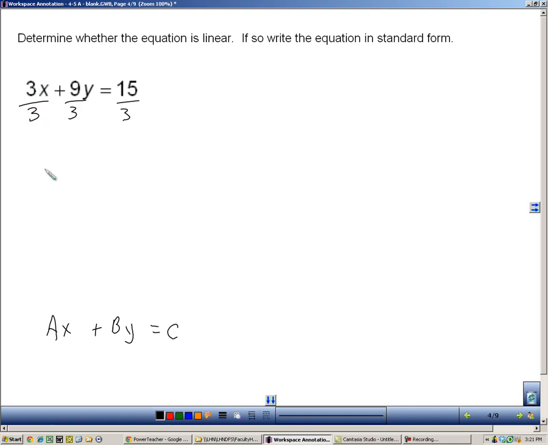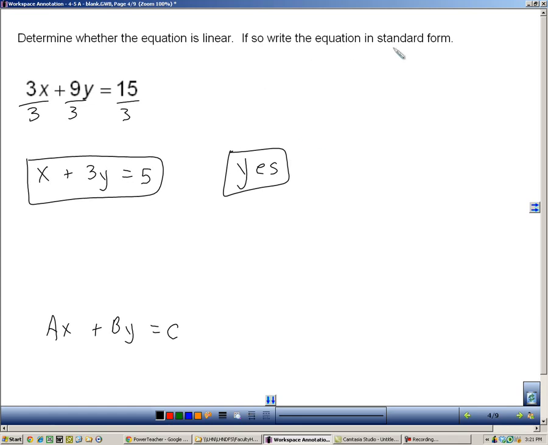And I'm going to do 3 divided by 3, which is 1x, 9 divided by 3, which is 3y, and 15 divided by 3, which is 5. So this is now written in standard form. It looks like this, and we can say, yes, this is a linear equation. It's just not written in standard form from the start.